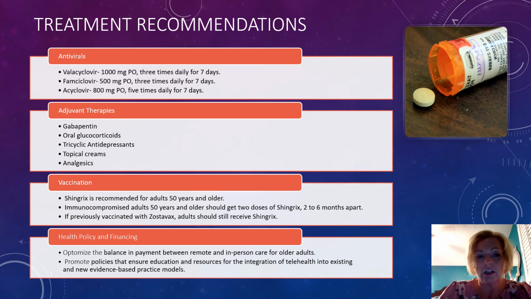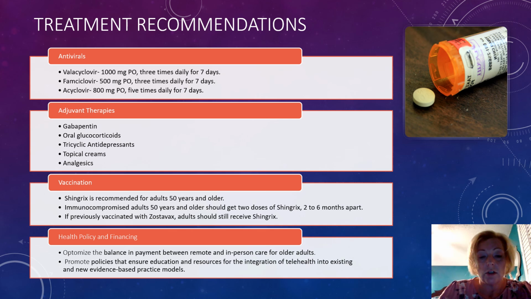Adjunctive therapies would include gabapentin, oral glucocorticoids, tricyclic antidepressants, which we need to be careful of because this medication is on the Beers list, topical creams, and analgesics. Vaccinations. The Shingles vaccine is recommended for adults 50 years and older.